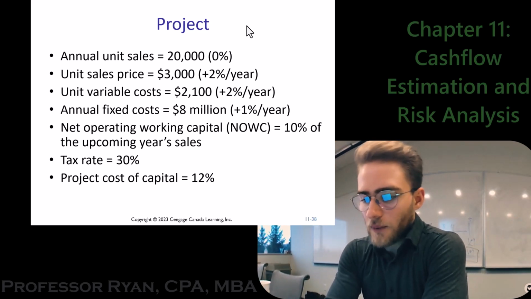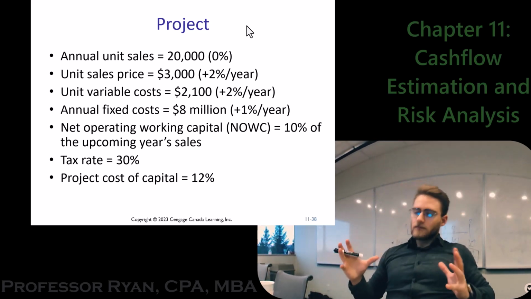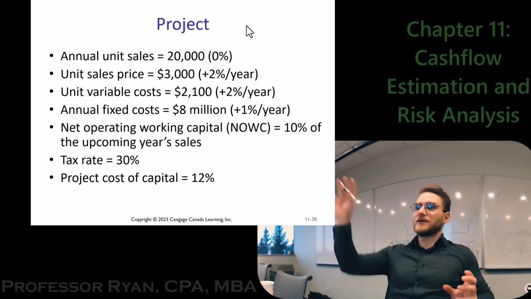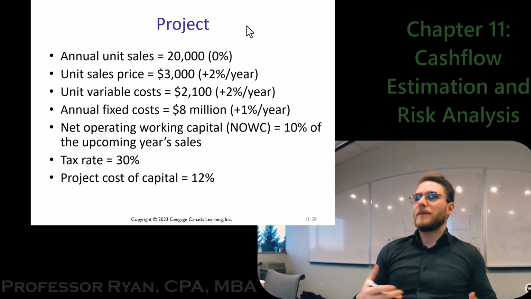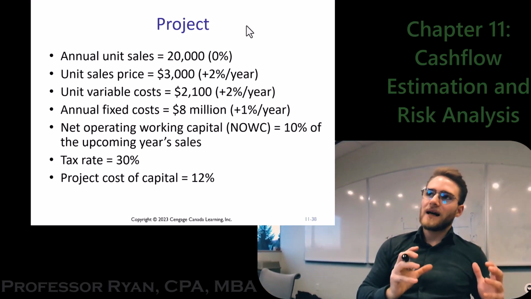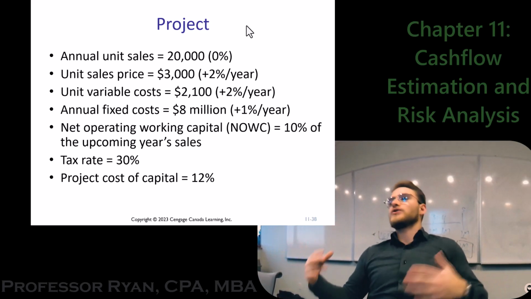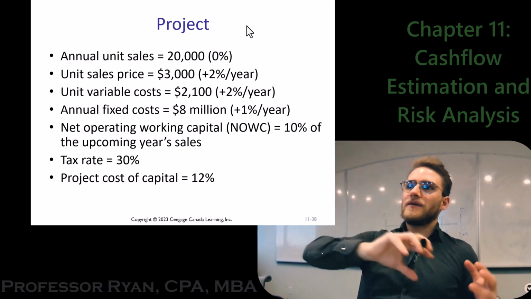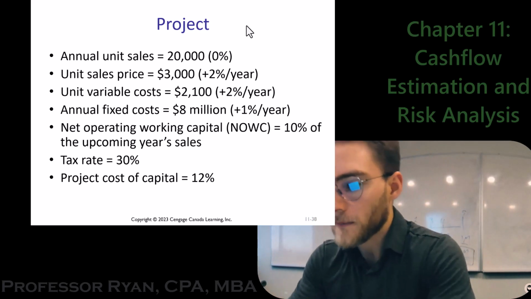And then net operating working capital, NOWC. Basically, we have to make an investment. We have to have 10% of next year's sales available in net operating working capital, say in inventory, cash. But we have to have that stockpiled so that we can support next year's sales, say purchases of inventory, expansion, payroll, all these different things. So we always have to take 10% of the next year's sales, and we have to have that available and invested. That'll be a cash outflow.